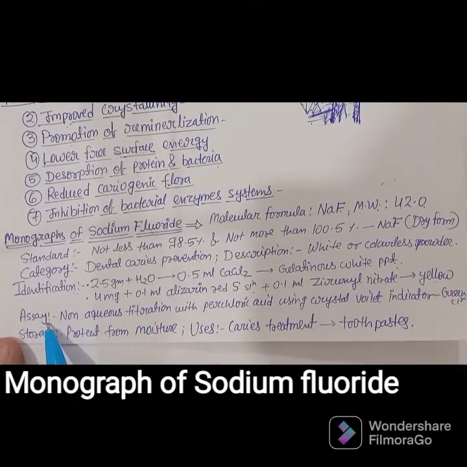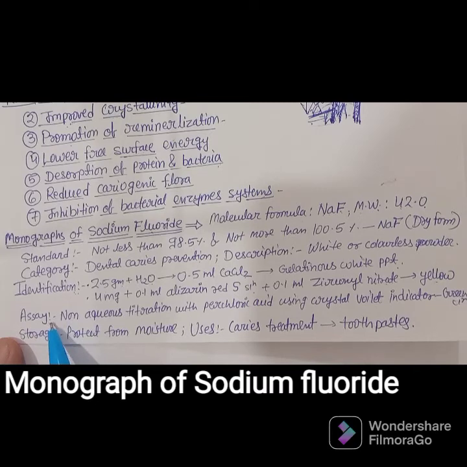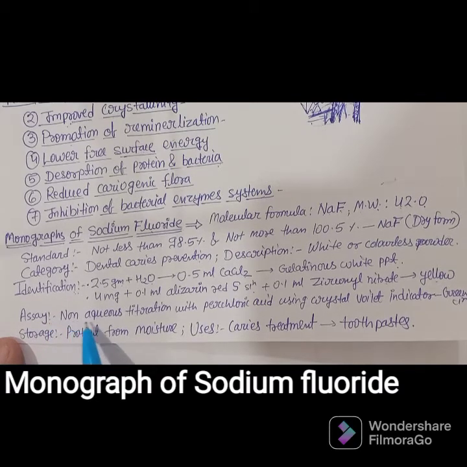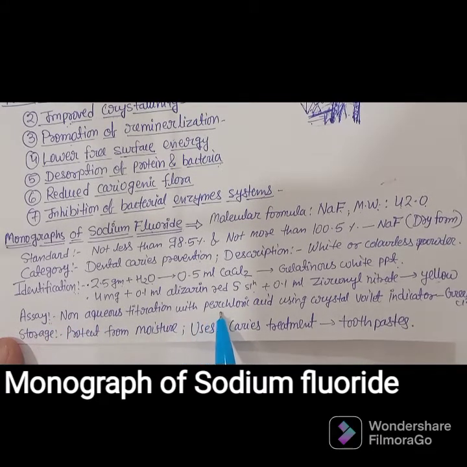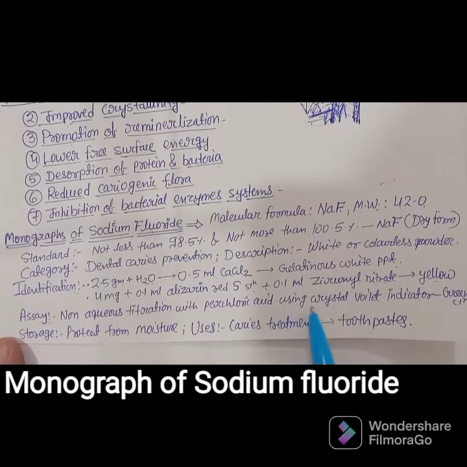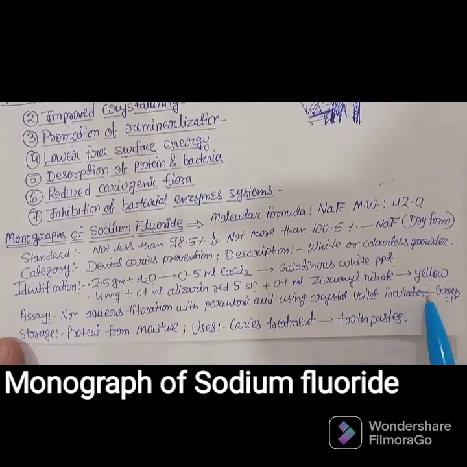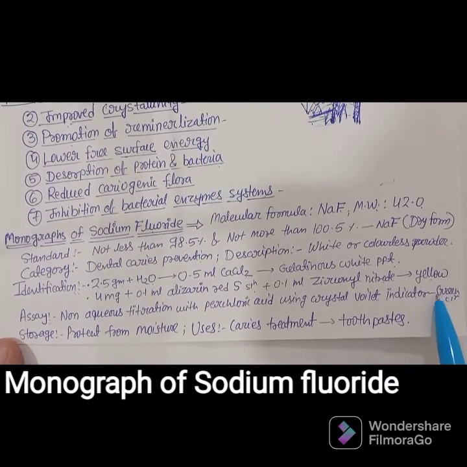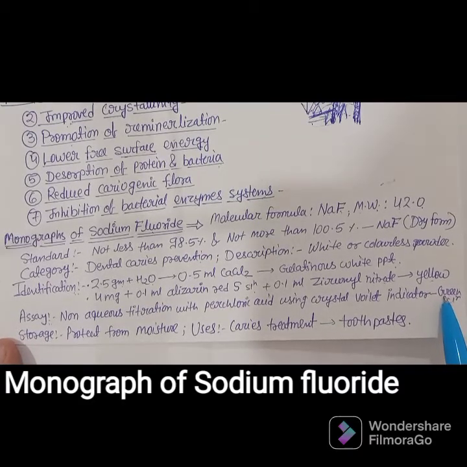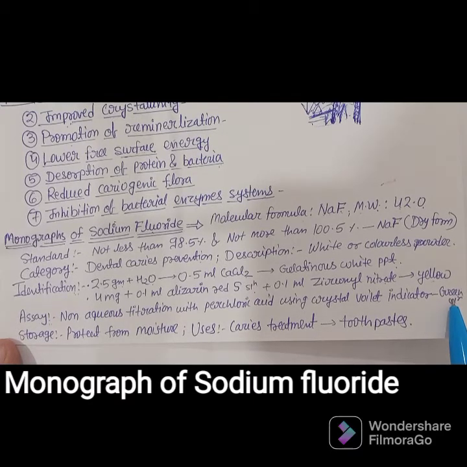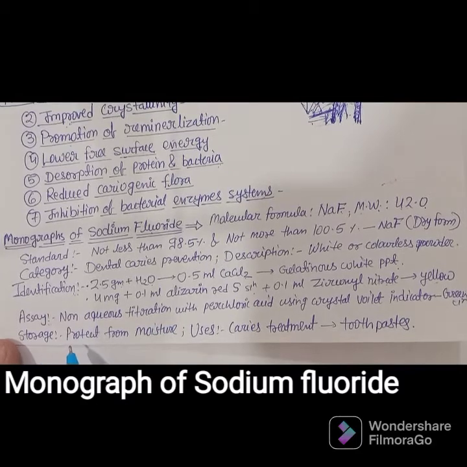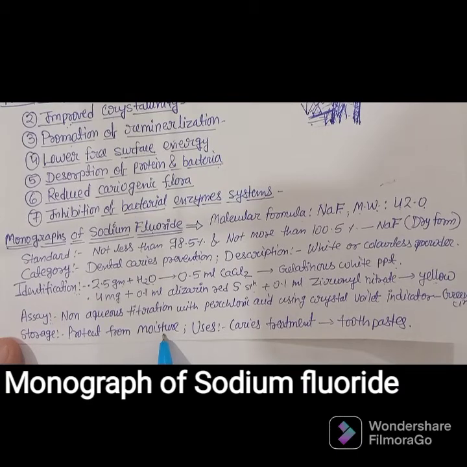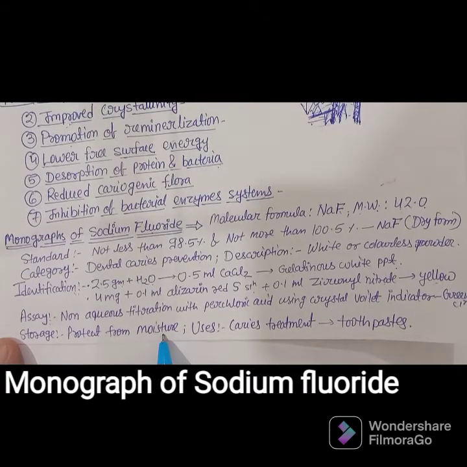When we do the assay for the purity of sodium fluoride, non-aqueous titration can be performed with perchloric acid using crystal violet indicator. We get a green color as the end point. We take that reading from the burette and confirm how pure the given sample of sodium fluoride is. Coming to storage, we have to protect it from moisture, which is very important. If it gets moisture, it is going to degrade or become contaminated.